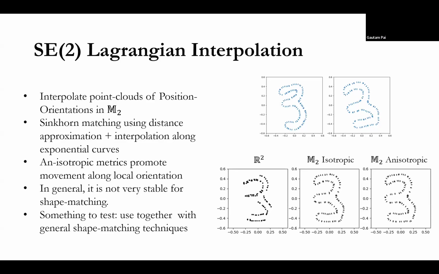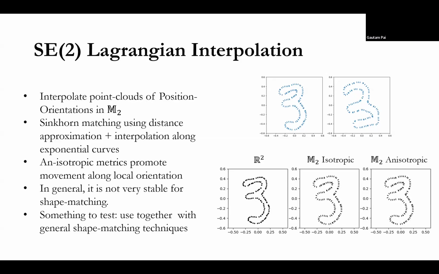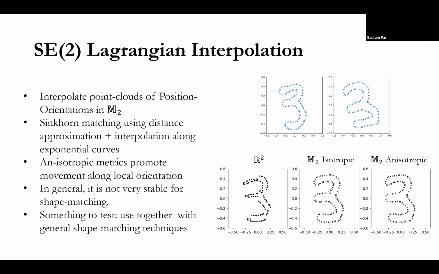And obviously working with positions and orientations is better than not working with orientations at all, right? So in the case of R2, you do have some sort of collapse that does happen, but when working with M2, both with isotropic and anisotropic metrics, you get somewhat of a reasonable evolution. In general, this is not very stable for doing shape matching, so I do not recommend using this, and I think you would need more information like local descriptors to get you accurate matches.